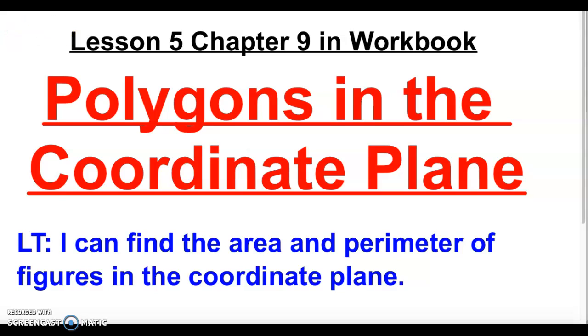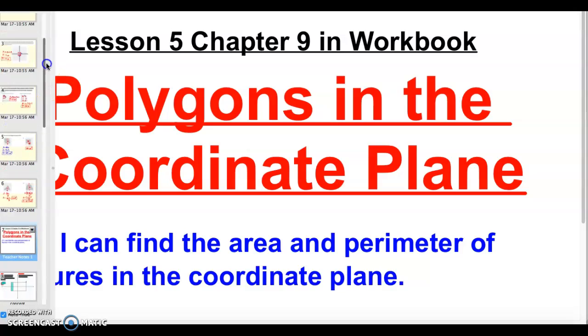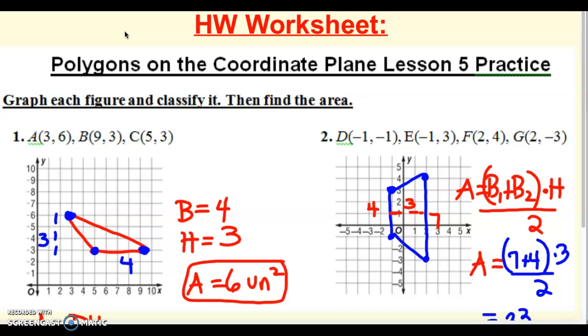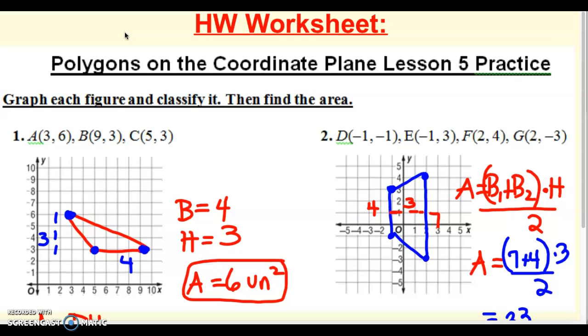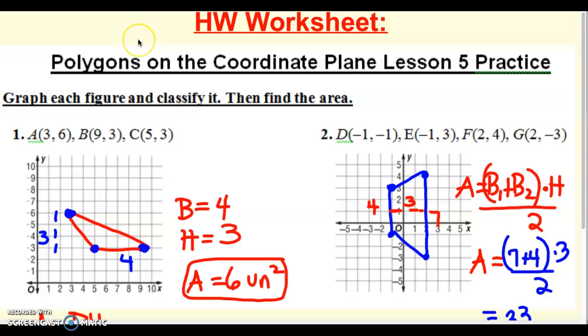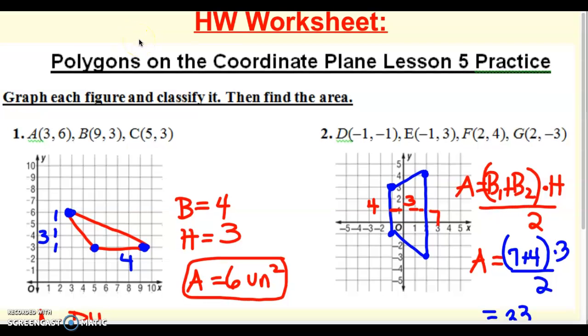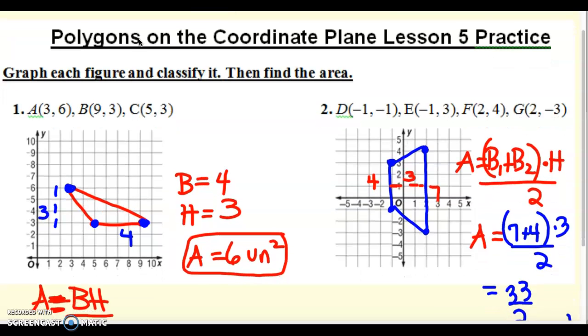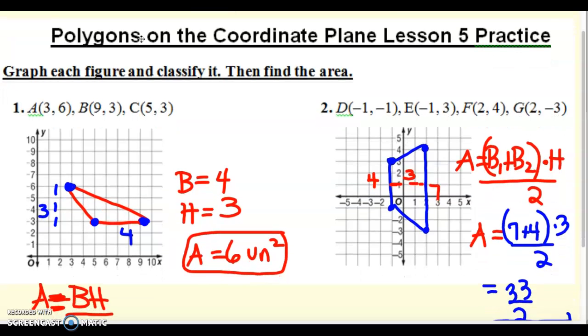Before we start the lesson, what I would like to do is take the time to review the last worksheet you worked on for homework. So here are the answers for the last worksheet. I'd like you to pause the video, find this worksheet, which I assigned last week. The title is Polygons on the Coordinate Plane and Lesson 5 Practice. Come back, hit play, and then you'll see the answers.